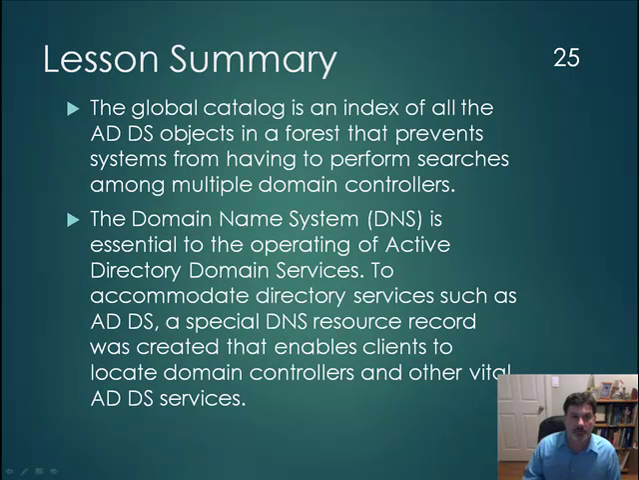Global Catalog. This is really an index of all the Active Directory objects, not only in the domain for which that domain controller serves, but also indexes all of the objects within the entire forest and prevents systems from having to perform searches among multiple domain controllers. And the domain name system is going to be essential for operating Active Directory domain services. To accommodate directory services such as Active Directory, a special DNS resource record is created and can be tested using the dcdiag command at the command line.